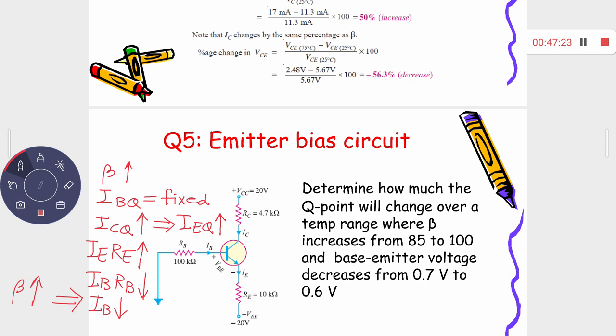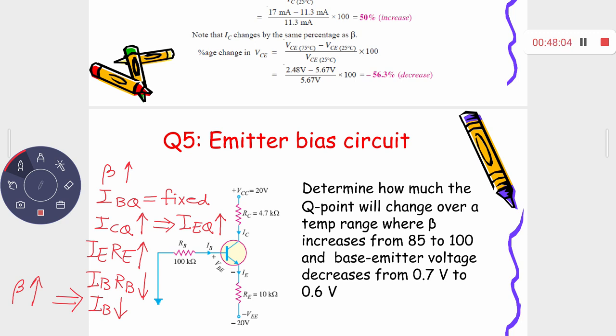So you have a check and balance kind of. Even without going into the actual mathematical calculation, quantitative level, by using some data, qualitatively I can tell that if there is some change in beta, suppose beta increases, which leads to higher ICQ or higher IEQ, that means higher IERE drop. Since RB is fixed, therefore IB must drop. Eventually this beta times IB product cannot increase that much.